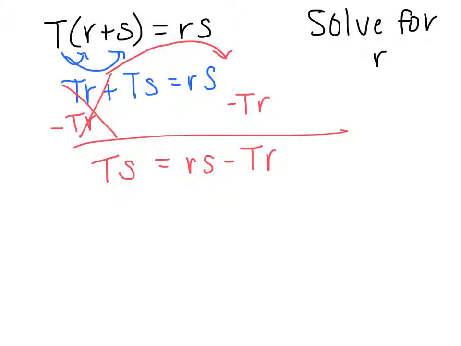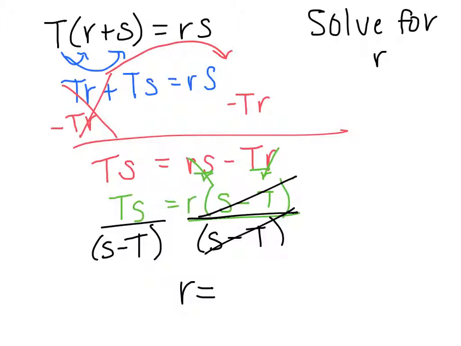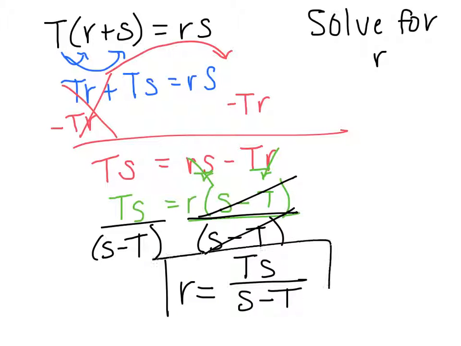Well, now that all of my r's are on the same side, I'm going to factor it out. So if I factor out an r, which means I'm dividing out an r in each term, I'm left with an s minus a capital T. So we're getting a lot closer here. Next step, if I want to get r by itself, this is saying r times a quantity, I'm going to divide by that quantity. So let's divide by the parentheses s minus t, divide by the parentheses s minus t. Those cancel and I'm left with r equals ts over s minus t. And there's your final answer.